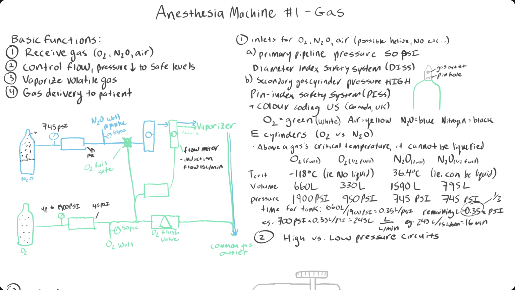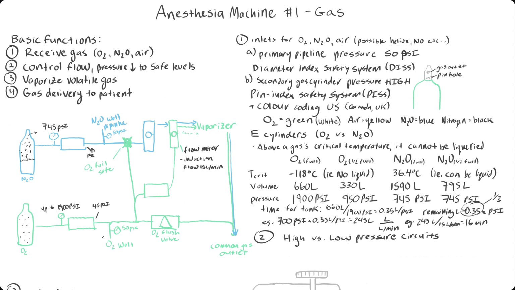Your machine will also have an air supply. I don't want to draw that because it'll just get busy and complicated here. But just know that there is going to be another gas that's entering through the system and entering your flow meters, through the vaporizer, and to the patient.